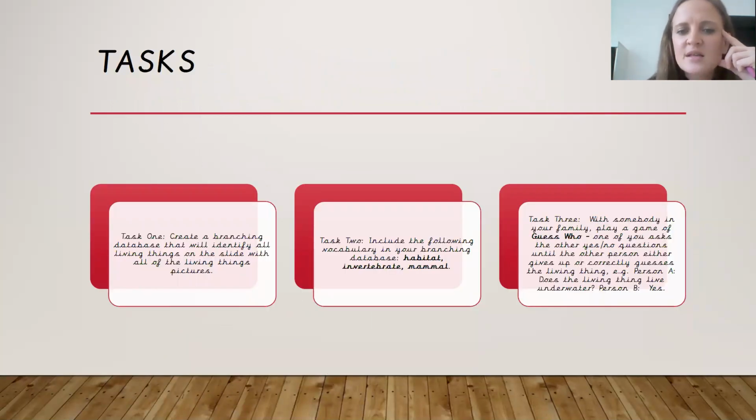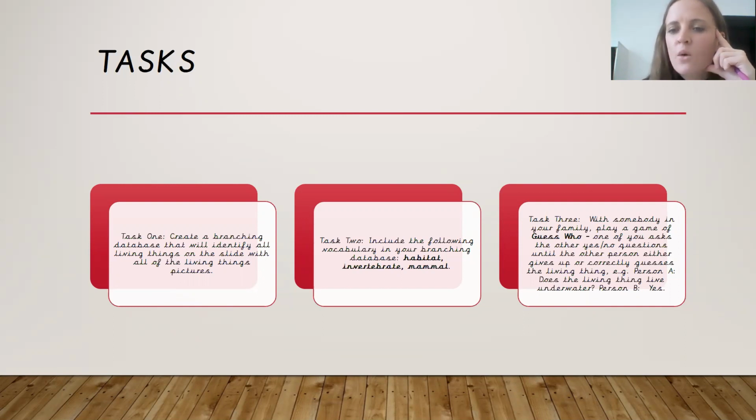Task 2 is include the following vocabulary in your branching database. So if you haven't included it, go back and correct it. And I want you to try and use the words habitat, invertebrate, and mammal. If you are unsure what those 3 words mean, write them down now and have a look in your dictionary or online if you need to check what the word habitat, invertebrate, or mammal means. We have already spoken about all of these, but in case we've forgotten.